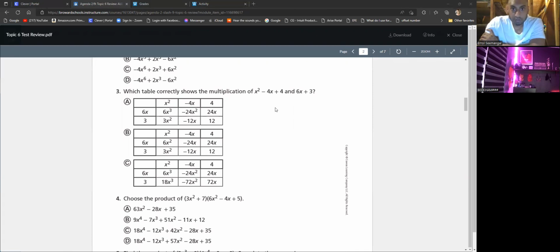So see this right here? They got that right there. And then the other one they got on the left. This one right here, they got down here, here, and here. So which one's the right multiplication?